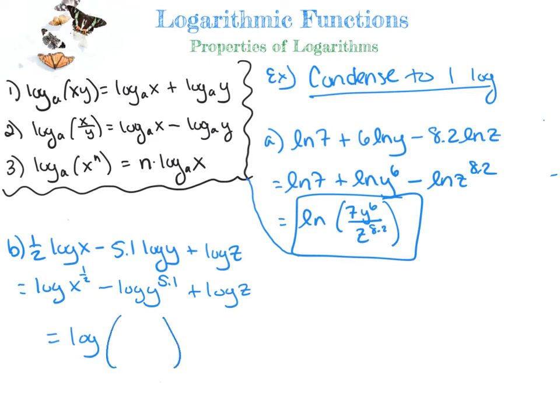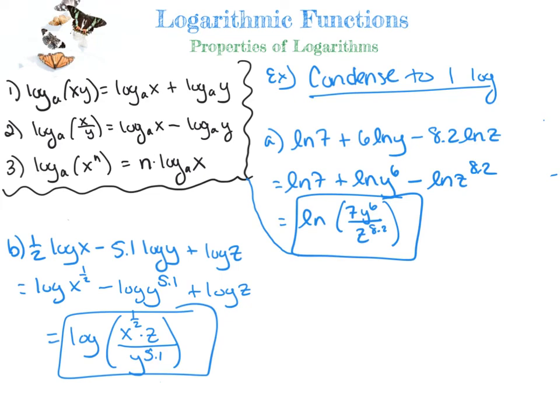So let's see. The ones that are positive will go in the numerator. So that would be log x to the 1/2. So x to the 1/2 is in the numerator. And the plus log z is positive, so the z goes in the numerator also, multiplied to the x. The y to the 5.1 comes from a negative logarithm, so that will go in the denominator.